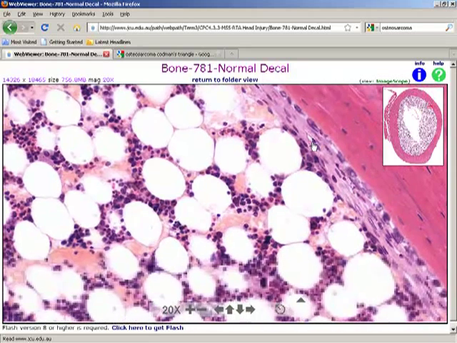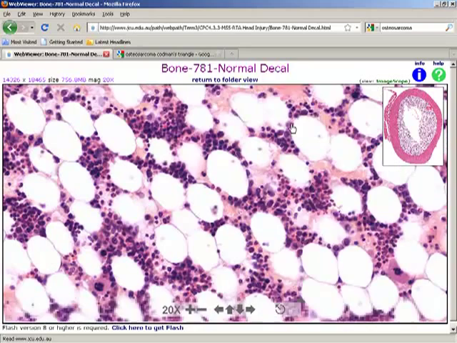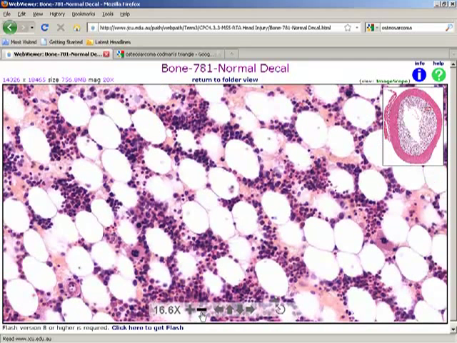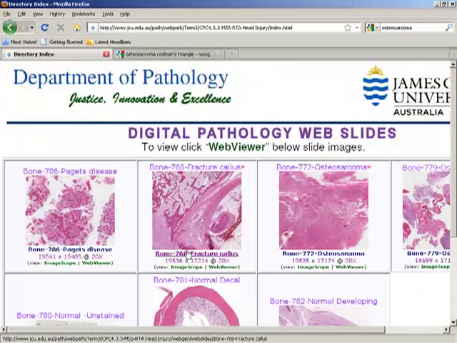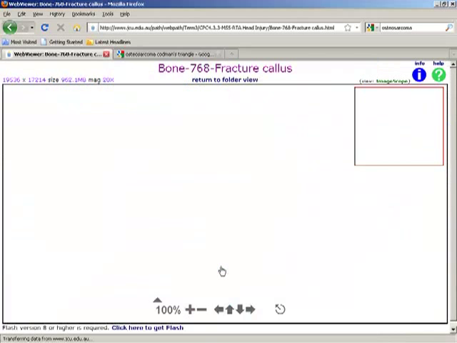Okay, and this is the normal marrow. You can see the megakaryocyte, and the blast cells, that is both RBC and WBC forming cells, and the fat. This is the normal appearance of marrow. So I'm just showing normal bone. Now there is fracture callus.